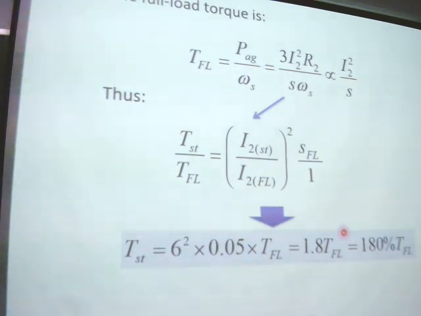Generally, as we know from yesterday, the starting current is generally 5 to 7 times, or sometimes 8 to 10 times, and here it is just 6 times the full-load current. The starting torque is 1.8 times the full-load torque.